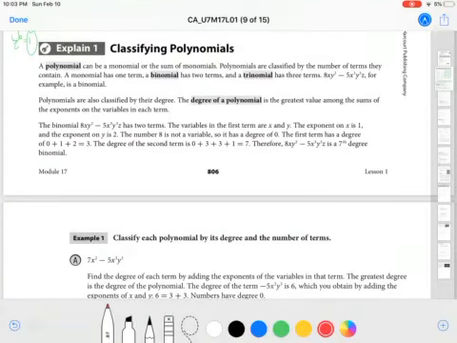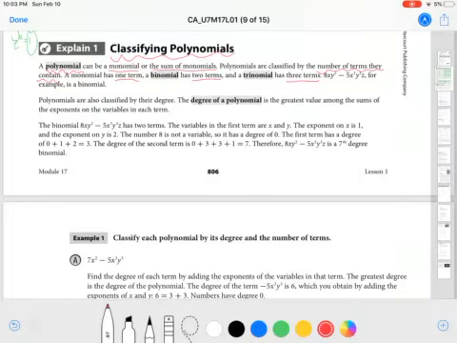So we're going to continue on with 17.1, and now we're on page 806 and 807. So now we're going to look at classifying polynomials. A polynomial can be a monomial or the sum of monomials. Polynomials are classified by the number of terms they contain. A monomial is one term, a binomial has two terms, a trinomial has three terms.